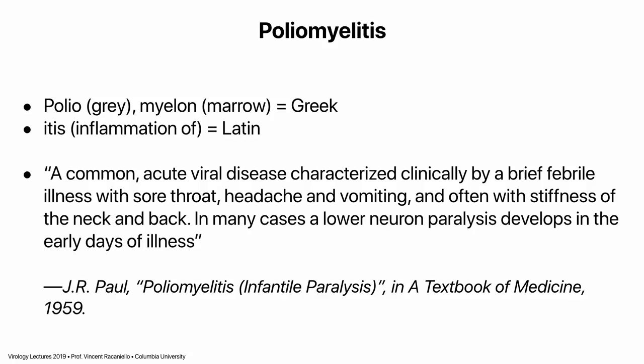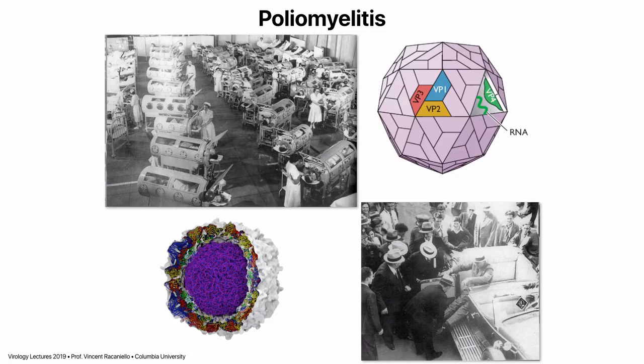A common disease in 1959. No more polio in the U.S. Why? Because of vaccination. And of course, paralysis happens in about 1% of the people. In the U.S., 20 to 30,000 people a year used to be paralyzed. The hospitals were full of iron lungs like this. There's no more of these anywhere, except in museums. And I found one on eBay, actually. You can buy it for like $30,000.